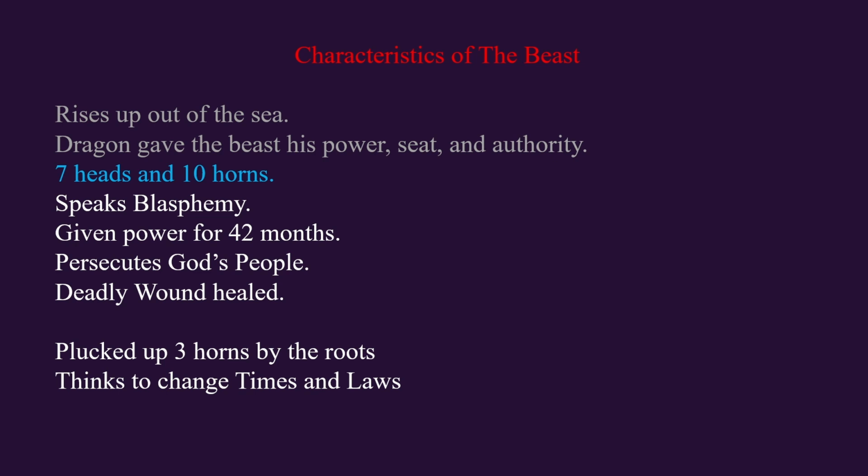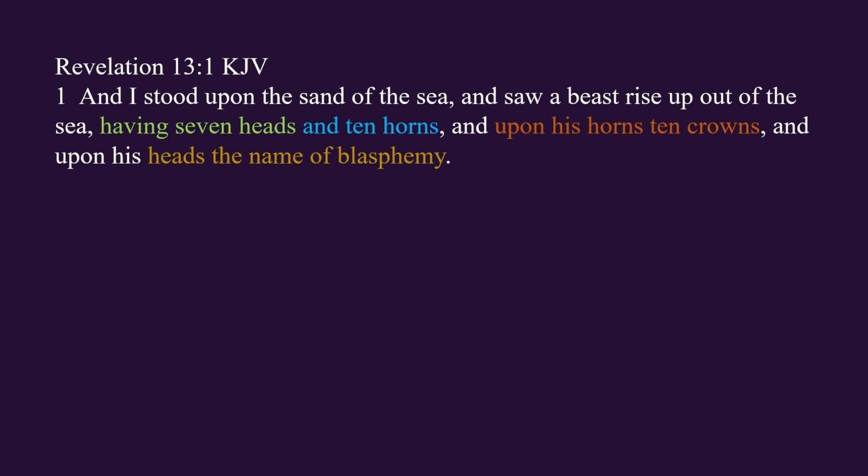So now we're going to study this description of the beast where it has 7 heads and 10 horns. Let's look at Revelation chapter 13, verse 1. And I stood upon the sand of the sea, and saw a beast rise up out of the sea, having 7 heads and 10 horns, and upon his horns 10 crowns, and upon his heads the name of blasphemy. Notice that this beast has 7 heads, and each of these heads has the name blasphemy written on it. Also notice that there are 10 horns, and there are 10 crowns, one for each horn.